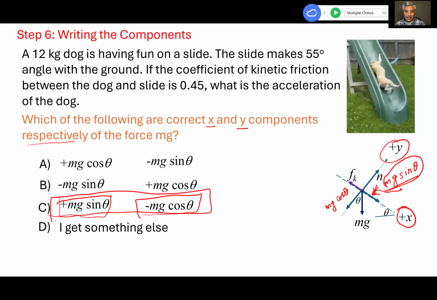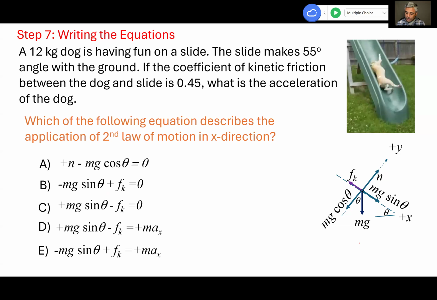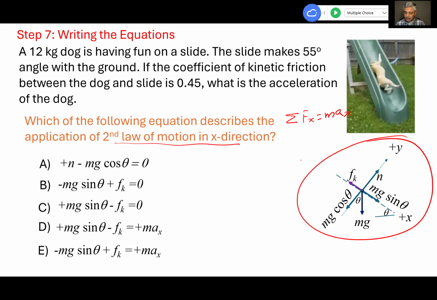Okay, so we're almost there. It's time to write Newton's law eventually. See how much thinking process and skill we have to use? So now we have a nice free body diagram with the necessary components. Now we want to use that in the x direction, second law of motion in the x direction. In other words, we want to expand this equation for this free body diagram. So which is the best equation here?